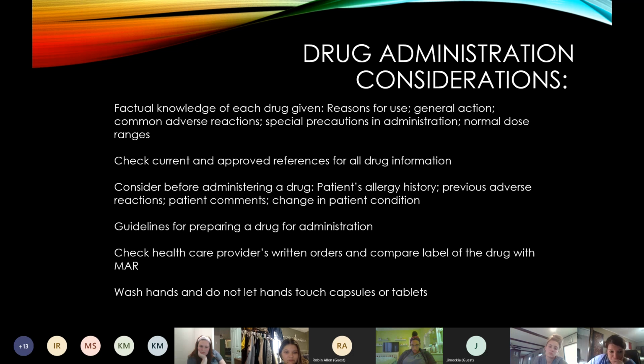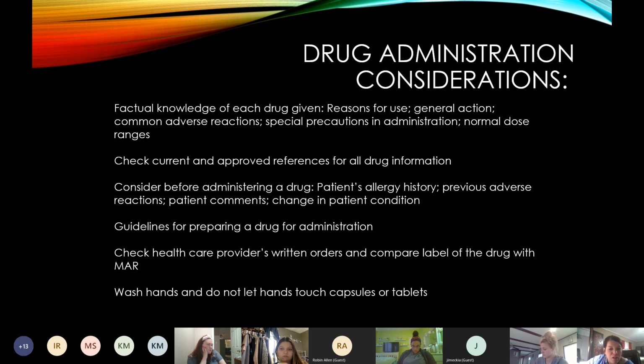All right. So we're checking the healthcare provider's written orders and comparing the label drug with the MAR. And we are washing our hands and not letting our hands touch capsules or tablets. Anytime you're administering meds, you need to have your gloves on, okay? I hate gloves. I wish they didn't exist because I like to touch people and I like to use my fingernails to open stuff, and they're an inconvenience, but they are the greatest means of protecting your patient, okay? Especially if we're giving them something that's going directly in their mouth.